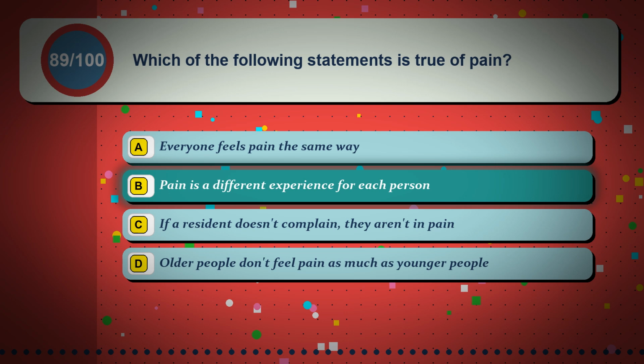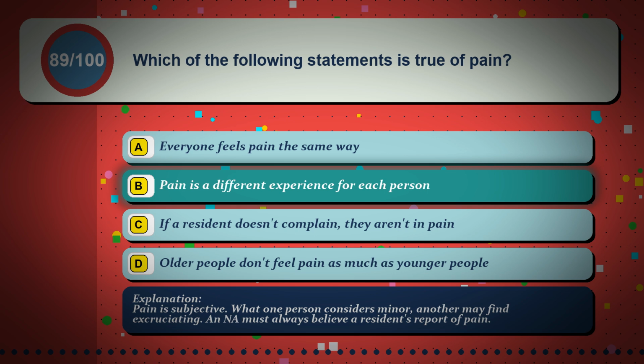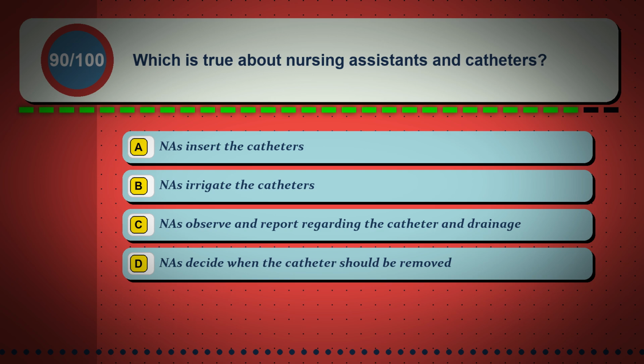The correct answer is option B. Pain is a different experience for each person. Pain is subjective. What one person considers minor, another may find excruciating, and NAs must always believe a resident's report of pain. Question 90. Which is true about nursing assistants and catheters?